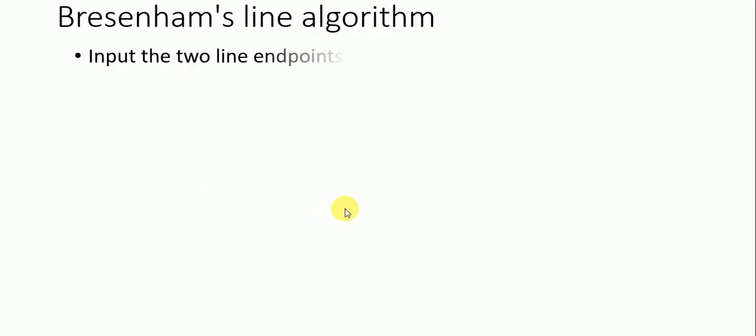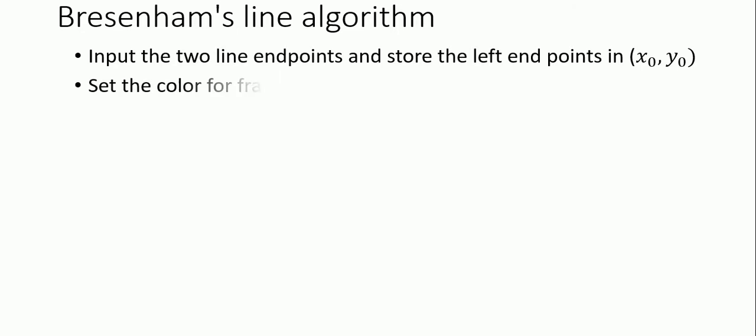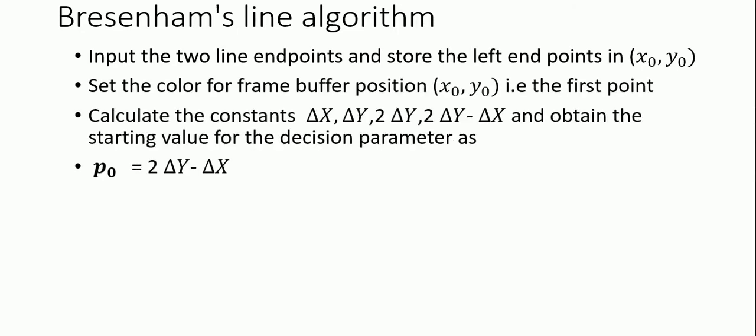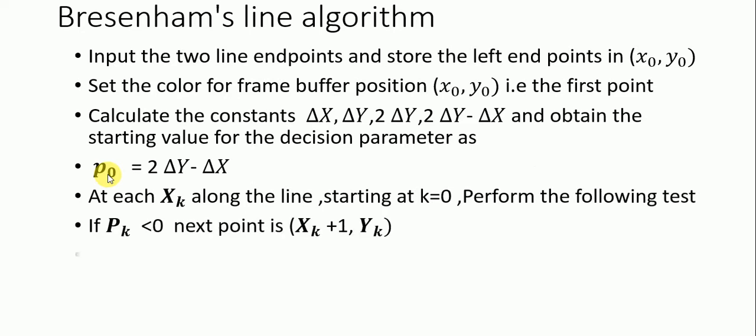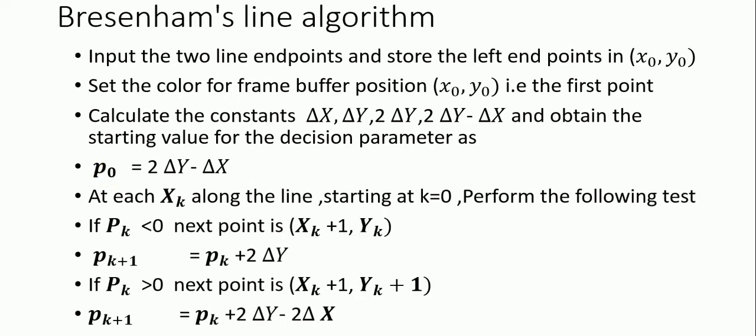So next, let us look at the Bresenham's line algorithm. Here we need to give a brief introduction of the Bresenham's line algorithm. So we need to decide the p naught. P naught value is 2 into delta y minus delta x. And if pk is less than 0, then it chooses the lower pixel. And if pk is greater than 0, it chooses the upper pixel. We are not discussing the Bresenham's line algorithm in detail; this is a brief picture about it.